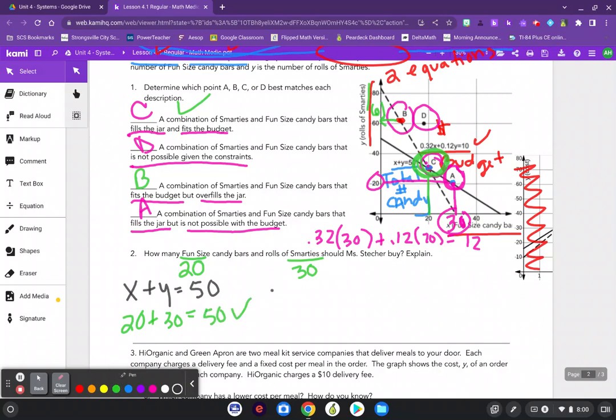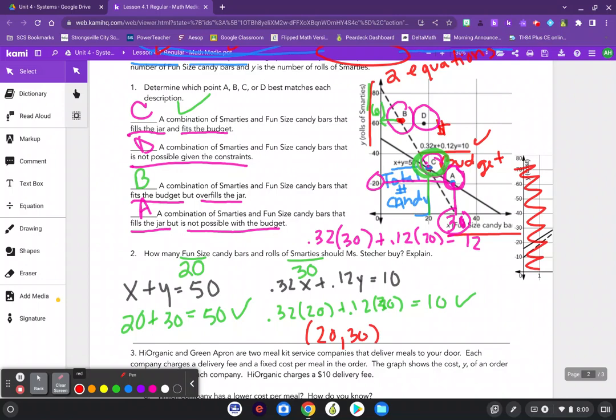And if I put this into my 0.32x plus 0.12y equals 10 equation, so 0.32 times 20 plus 0.12 times 30. If I calculate that, I do get 10. So the big deal here is that this point, 20, 30, works for both equations. Okay, and that is going to be a common theme as we move throughout this unit.